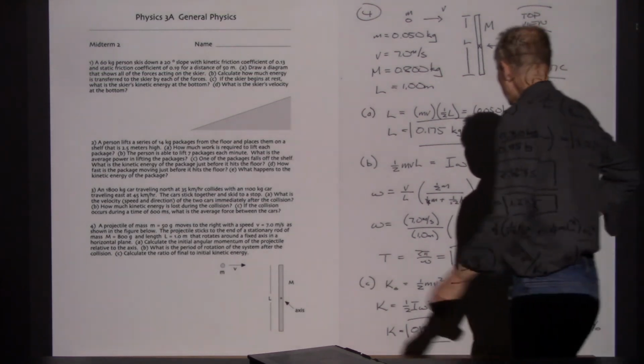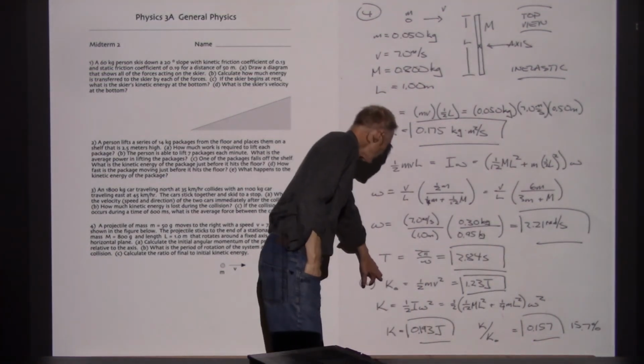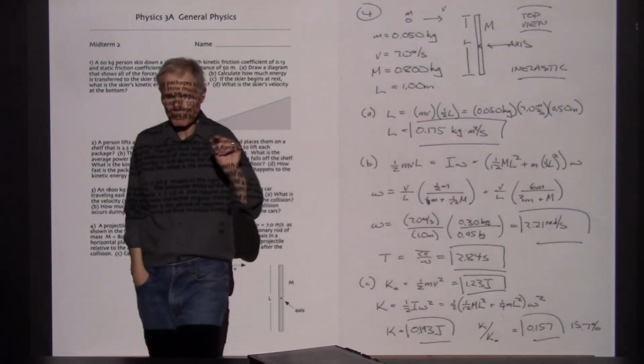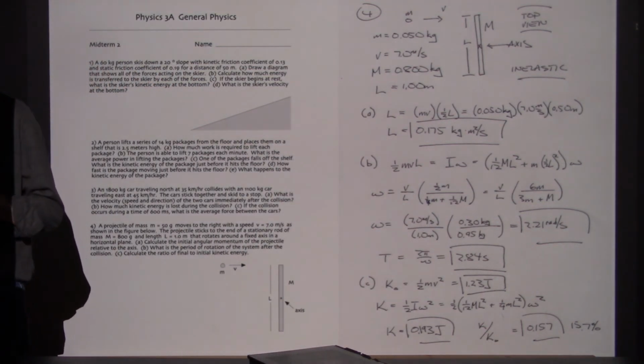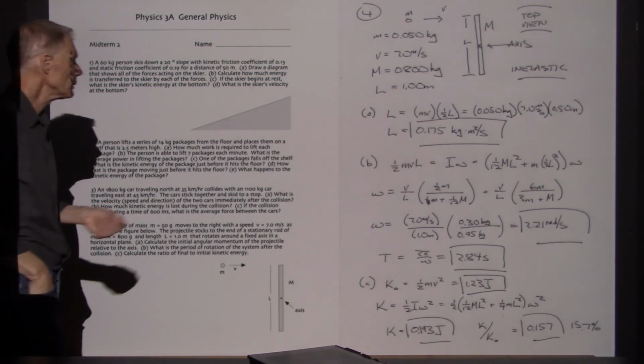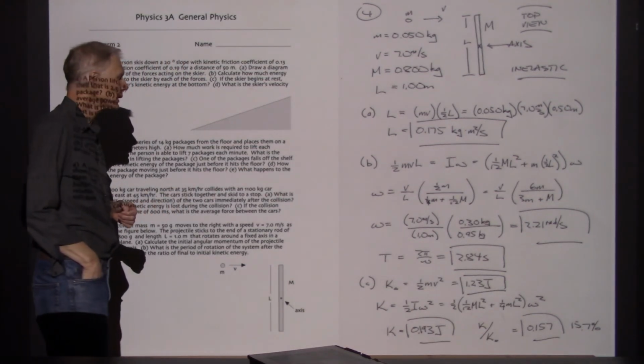Now, again, kinetic energies. So let's see what the kinetic energies would be. For the projectile coming in, 1/2 mv squared, the projectile coming in has linear motion. I'm going to use a linear kinetic energy formula, and I get 1.23 joules.